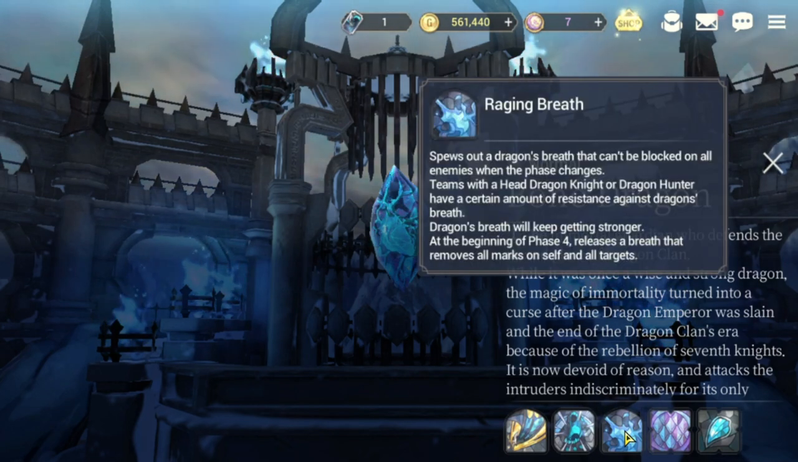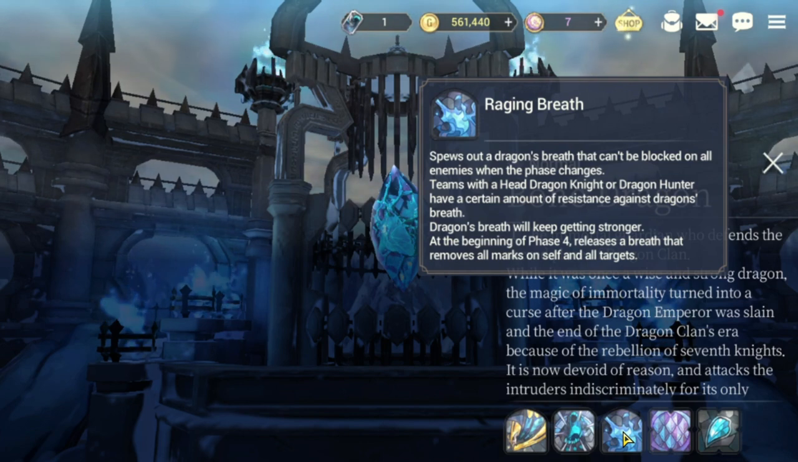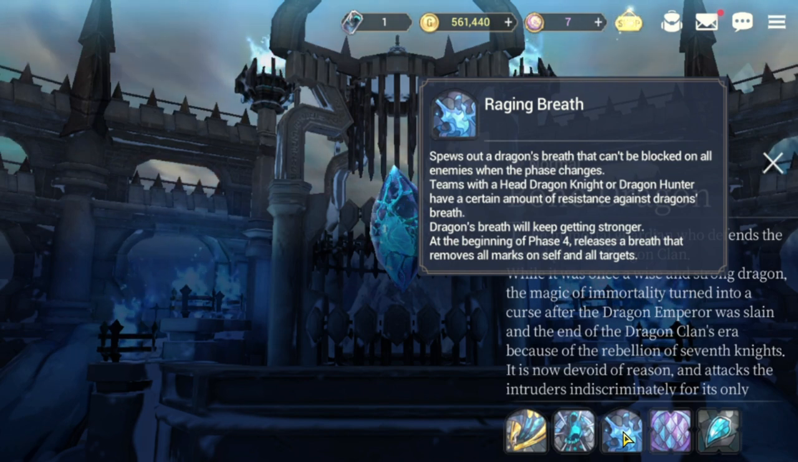Next would be Raging Breath. It spews out Dragon's Breath that cannot be blocked on all enemies with the phase changes. Teams with Head Dragon Knight or Dragon Hunter have a certain amount of resistance against Dragon's Breath. So I'll discuss this more later. At the beginning of phase 4, it releases a breath that removes all marks on self and all targets. So goodbye marks that are being given by your generals.